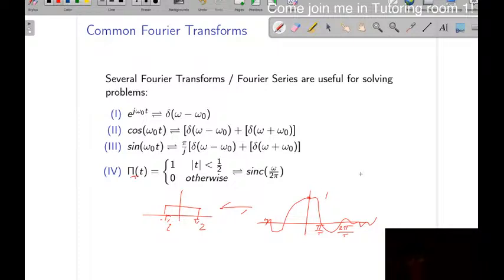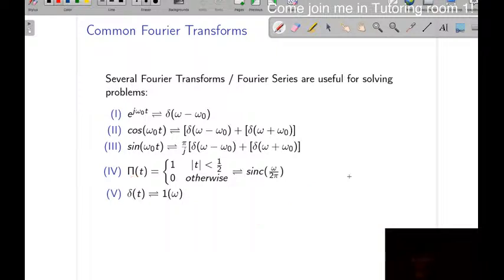And also, what else could I say about that? Anyway, it might come to me later. So that's the Fourier transform of a rectangle.